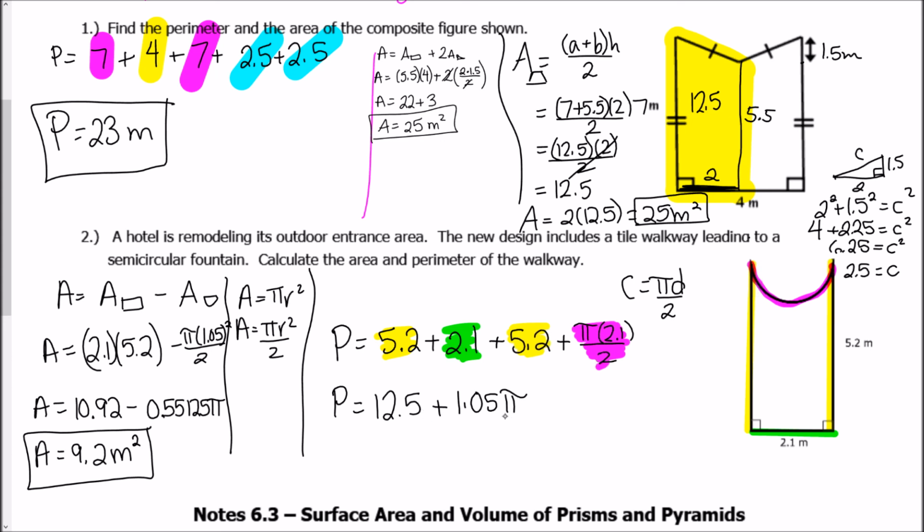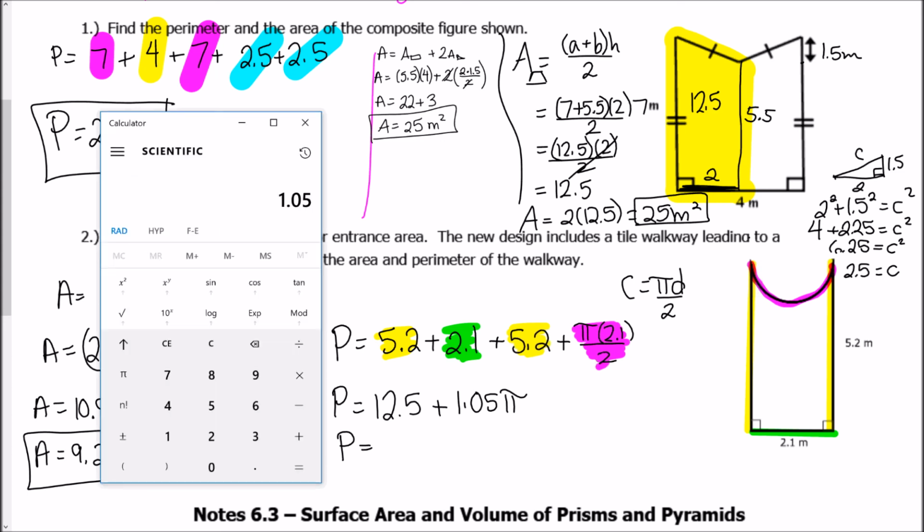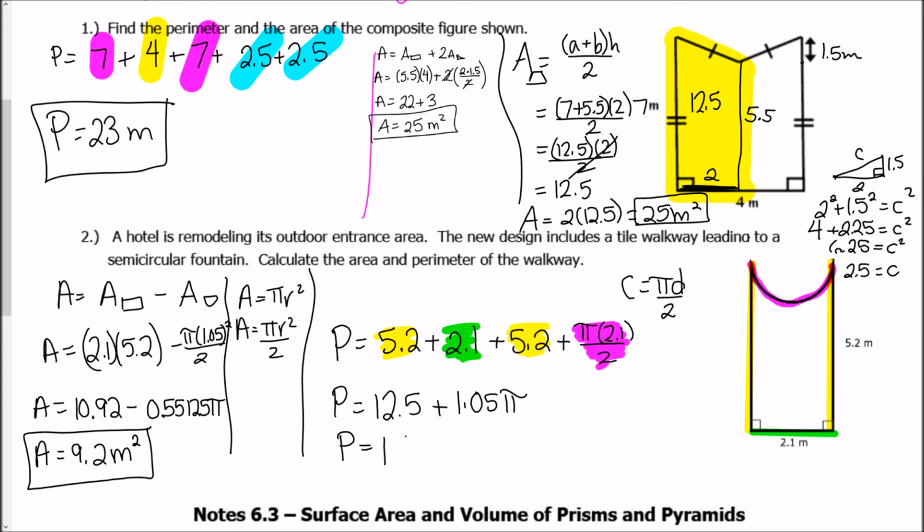I can't put these together because they're not like terms. So I end up getting my perimeter is equal to 12.5 plus 1.05 times pi, which is about 15.8. So the perimeter is 15.8 meters. Okay, and that's how you deal with composite figures.